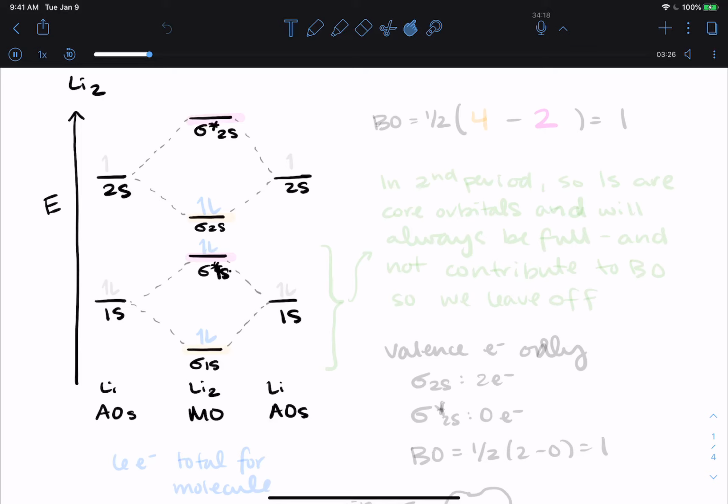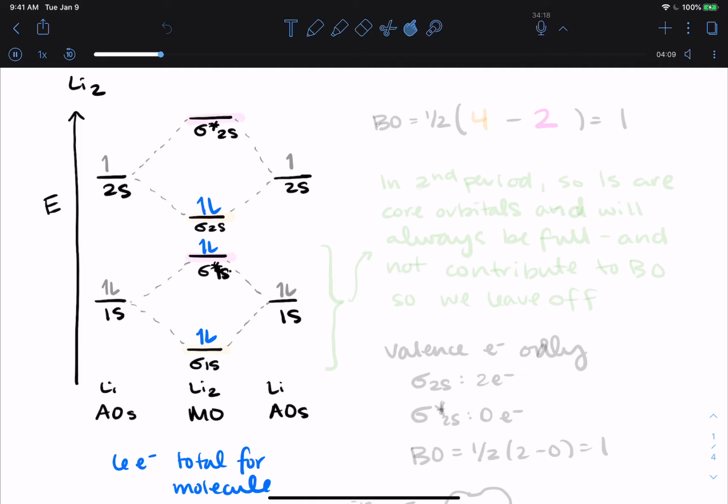So let's fill in the electrons. Lithium has 3 electrons total, right? Its electron configuration is 1s2, 2s1. So let's fill those in. And then I have 2, 4, 6 electrons total for the molecule. So if I put these into my MOs, 1, 2, 3, 4, 5, 6, and that's it. I'm out of electrons. So I can calculate a bond order.